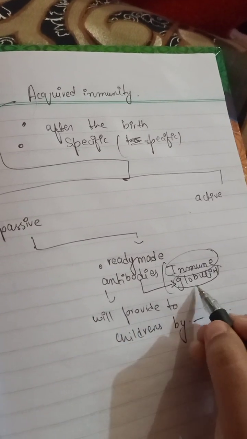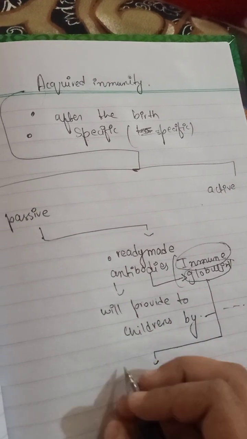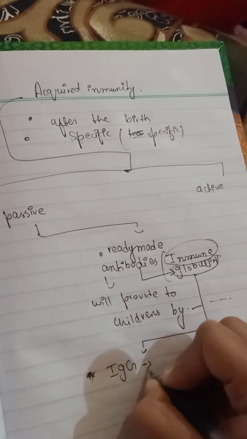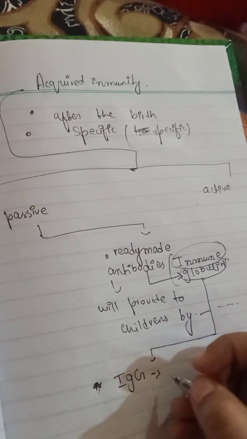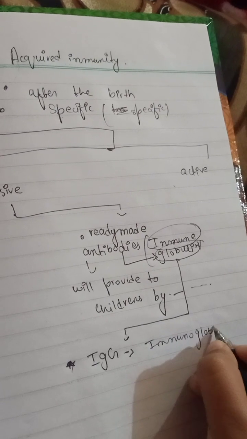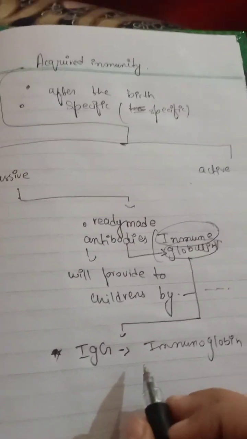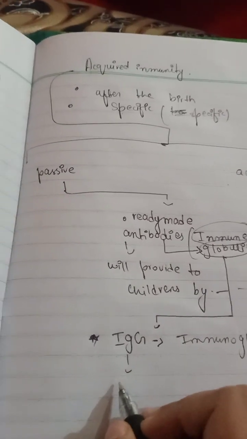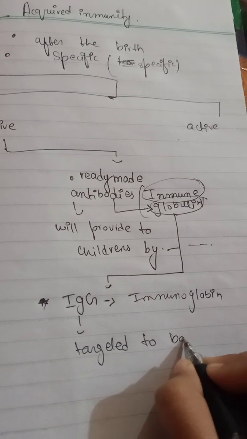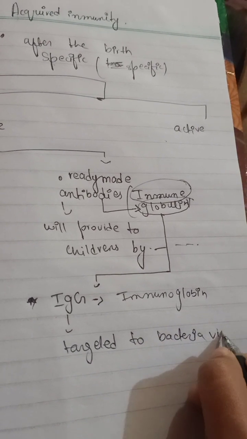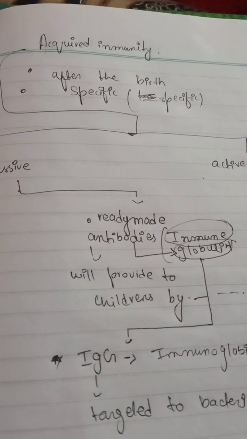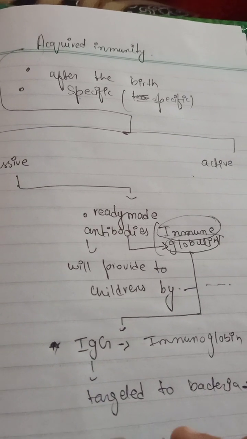There are two types of immunoglobulin. First is IgG, which is an immunoglobulin, a type of antibody. This antibody is targeted at the bacteria and viruses we have in our body. It is basically like a vaccine targeting bacteria and viruses, and it will kill them.